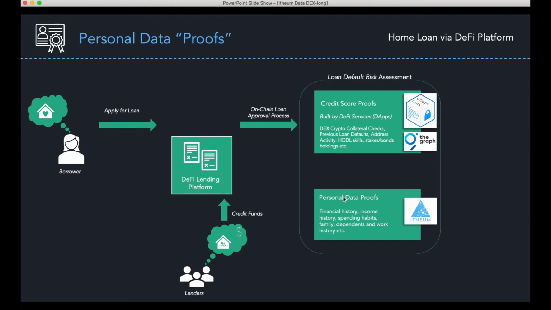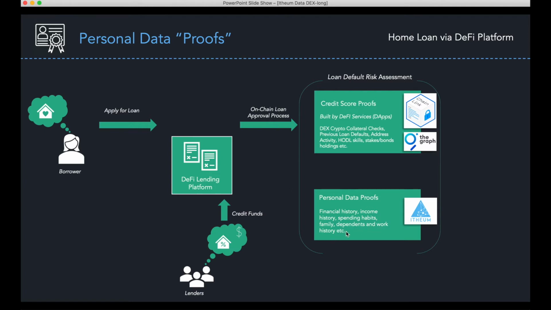Because it's a vast loan to buy a house, they also need to know a bit more about this borrower, and this information is not available on chain. So they need, and this is our value proposition, right? The DeFi lending platform and its DAO members, to make a decision on whether this borrower has a good risk score, would have to know a bit more about their financial history, the income history, their spending habits, their family, their dependents, and their work history, etc.